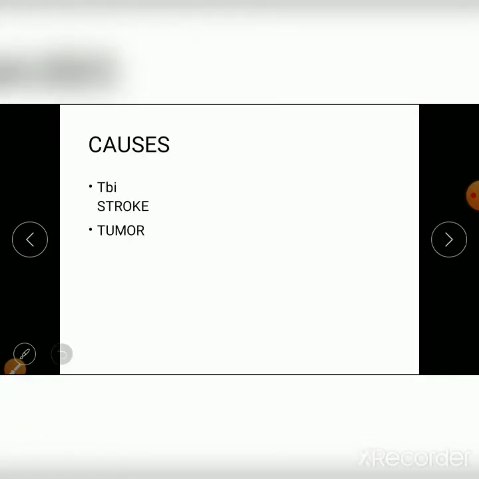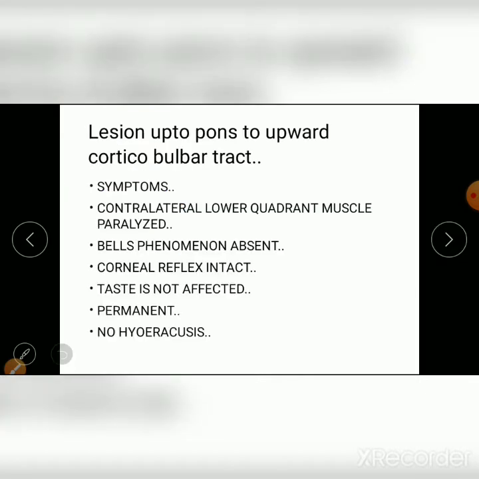The causes of facial palsy are traumatic brain injury, that is TBI, stroke, or any type of tumor, which cause the facial palsy. A lesion from the pons upward, that is in the corticobulbar tract, causes the facial palsy. The symptoms are: first, contralateral lower quadrant muscles get paralyzed.